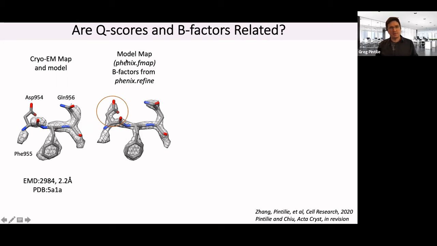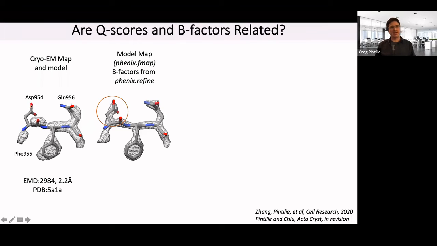So in this example, I tried to calculate B factors using Phenix Refine. When you run Phenix Refine of a model into a map, it will try to calculate these B factors, or ADPs as they're called in some cases, or atomic displacement parameters. And then you can plug those back in and calculate the model map. In this case, though, it seemed like the B factors still didn't quite account too well for the fact that this residue, or this side chain, is really not too resolved in the map.